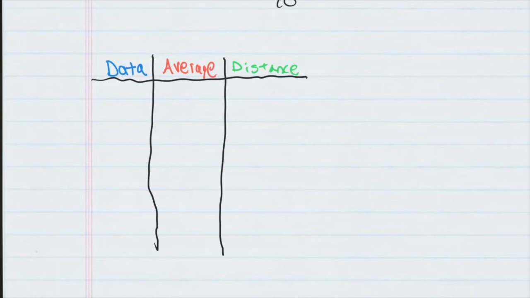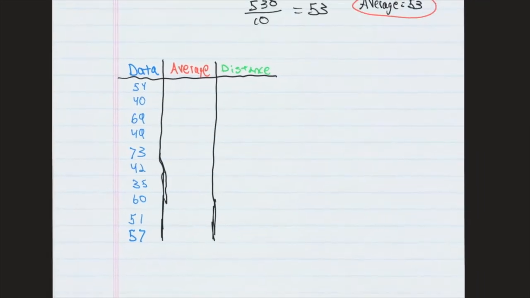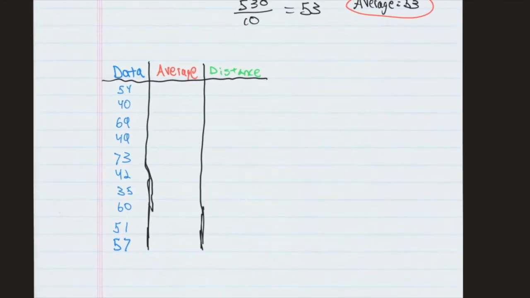So our first number was 54, and then 40, 69, and I'm just getting all these numbers from the list of numbers that they gave us: 49, 73, 42, 35, 60, 51, and 57. Make sure that that looks like a 51. Okay. The average doesn't change, so it's 53 for every row.